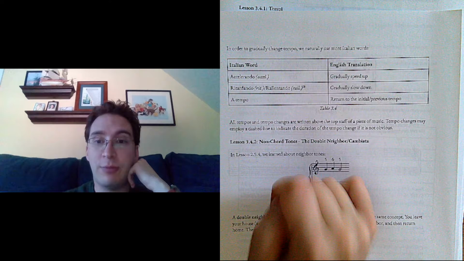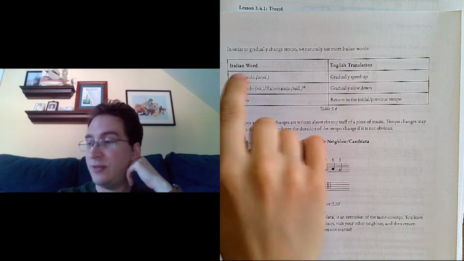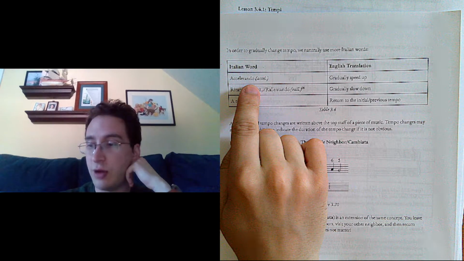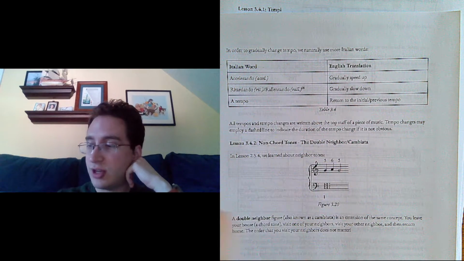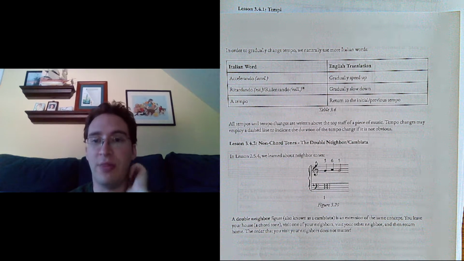Whenever you're writing tempos and tempo changes, you write it above the top staff of a piece of music. And if you want to show an accelerando going for a specific length of time, you would just write accelerando, and then have a dashed line as far as you want that to go.